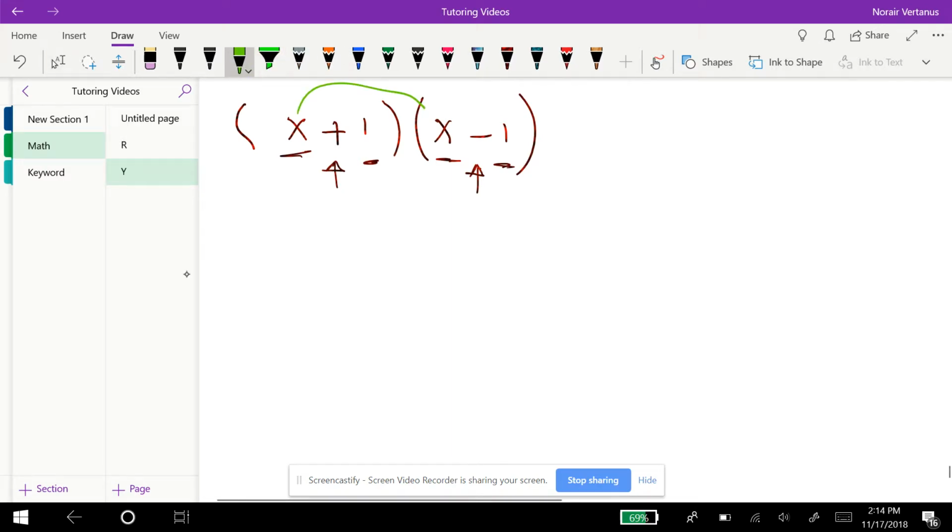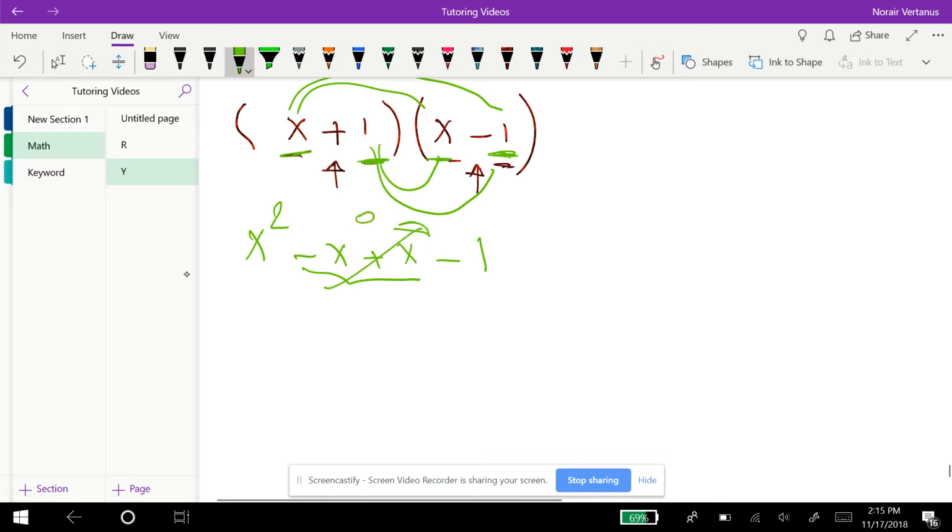If you FOIL it like that, and then this, and this time this, and this time this, these four terms, see what happens. X times x becomes x squared. X times 1 becomes negative x. Then positive 1 times x becomes positive 1x, which is the same as positive x. And then positive 1 times negative 1, these last two terms, is going to be negative 1. And the funny part is these are opposite of each other. They cancel. Negative x plus x is just 0. So what's left is x squared minus 1.